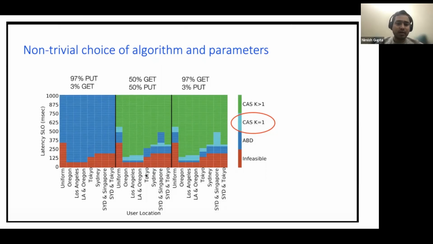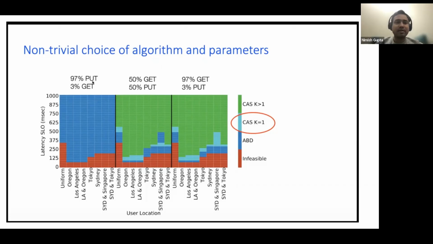So over here, on the x-axis, we have the traffic originating from mostly 1 or 2 locations. And on the y-axis, we have the latency targets. And the color coding is here. So red means the latency target cannot be satisfied if this data center contains the data and the client.